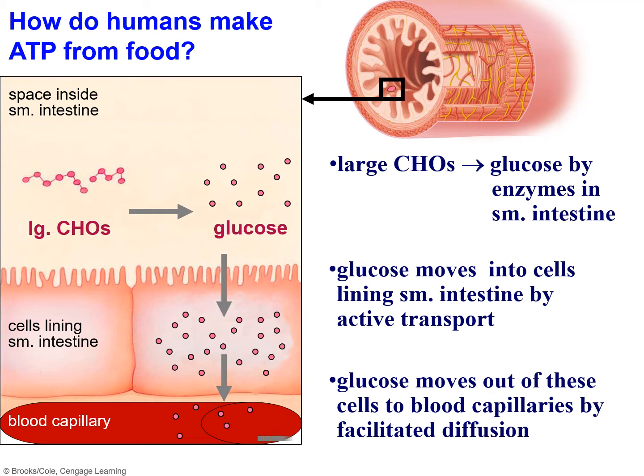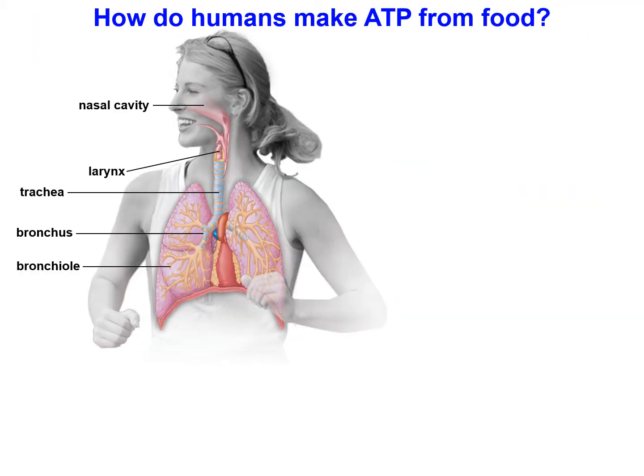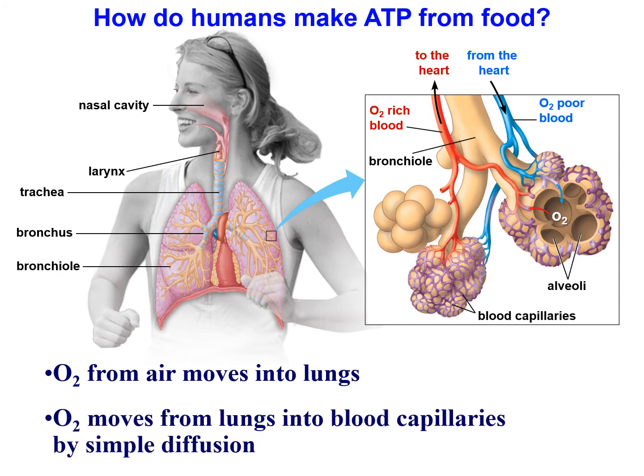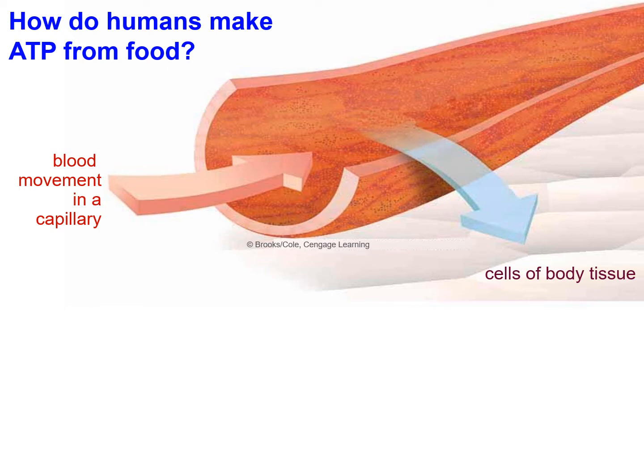In order for cellular respiration to occur, we will also need oxygen. Humans harvest oxygen from the air when it moves into the lungs. This oxygen will move from the lungs into blood capillaries by simple diffusion. Remember that oxygen is a small, uncharged molecule, and that there is always more oxygen in air than there is in the bloodstream. Once glucose and oxygen are present in the bloodstream, they will be transported throughout the body.